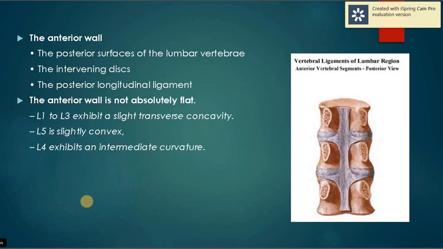Now if you see the canal, the anterior wall of the canal is formed by the posterior surfaces of the lumbar vertebrae, the intervening discs, and the posterior longitudinal ligament. Here, the anterior wall is not absolutely flat, so it has a slight transverse concavity. L5 is slightly convex. L4 exhibits an intermediate curvature.